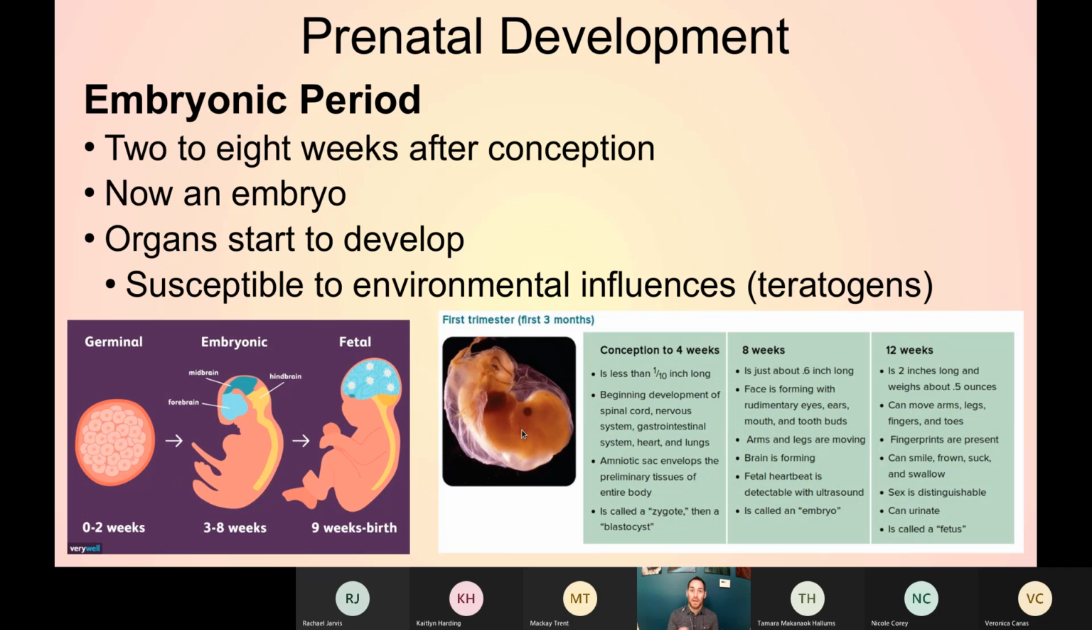And since these major organs are starting to form in between this second week and 8-week period, this is one of the biggest times that the embryo is susceptible to teratogens. So we'll talk about teratogens in a couple minutes, but essentially it's chemicals in the environment that can have an effect, generally a negative effect, on the development of the embryo and fetus. So an example is alcohol. Alcohol in the environment can really harm some of these developing organs like the brain, the face, things like that.